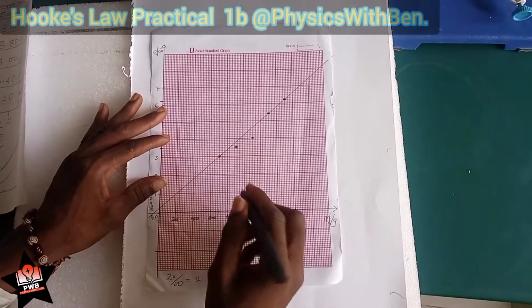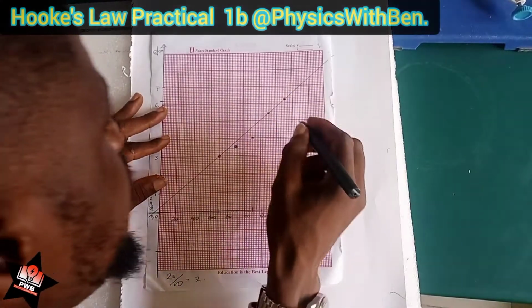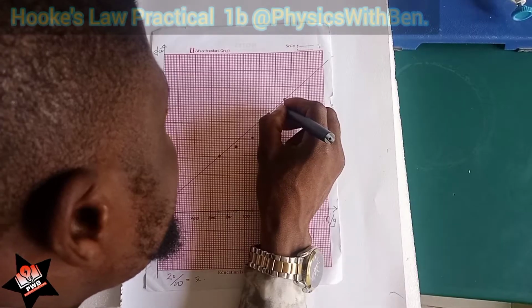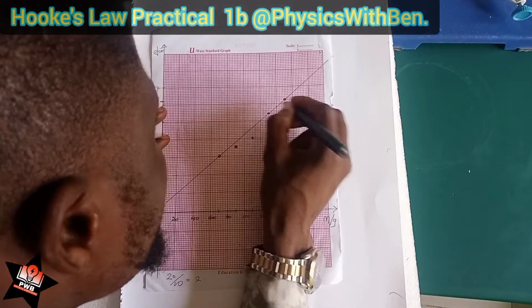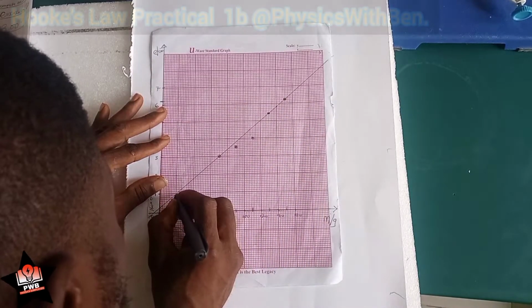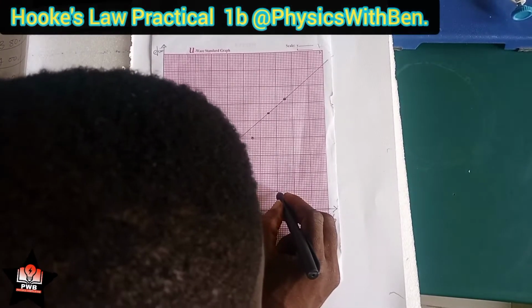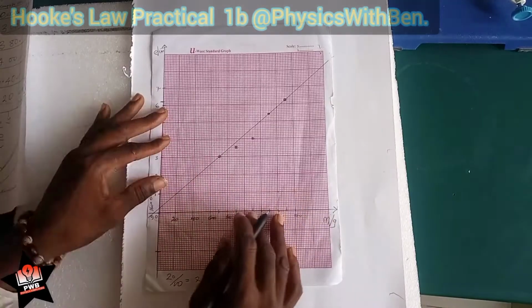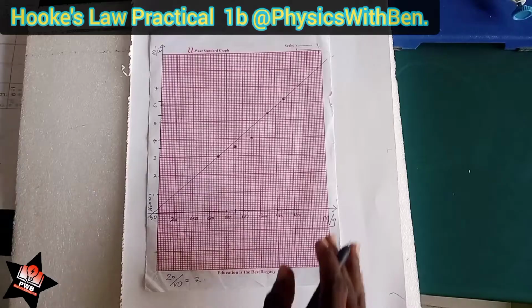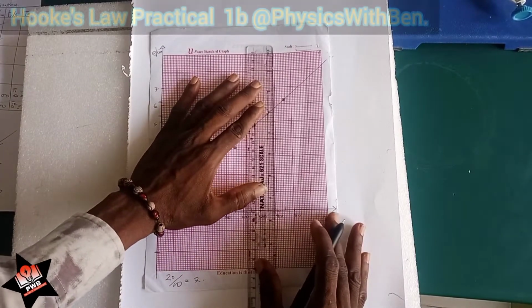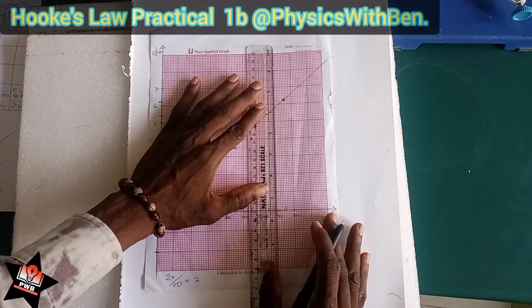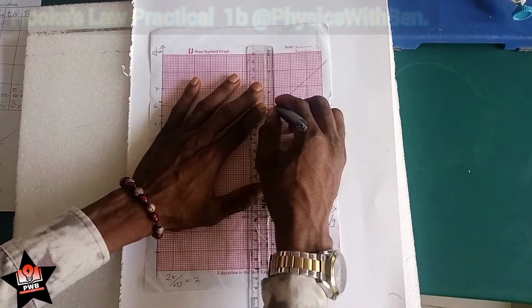The next is to find my slope. I will choose this triangle here. You can choose this one. You can choose this one. Your triangle should be very, very big to minimize the error in the experiment.